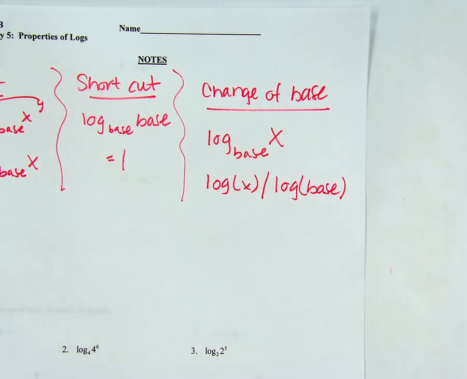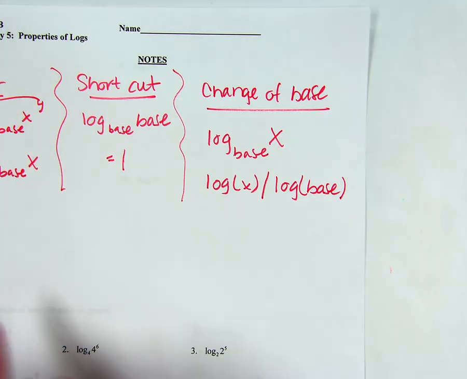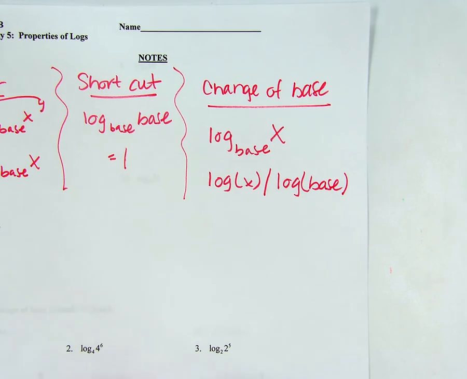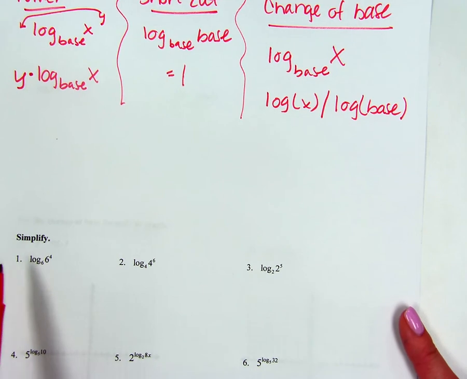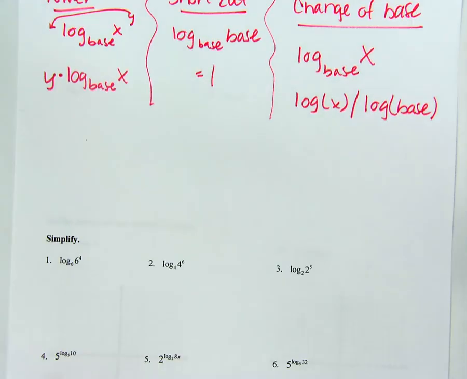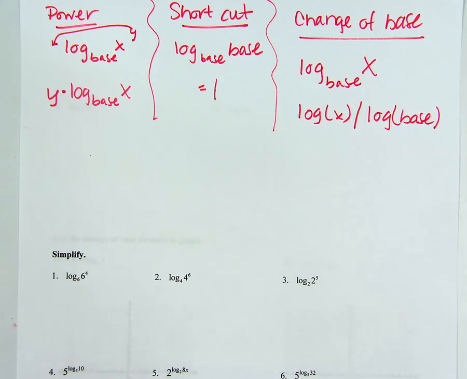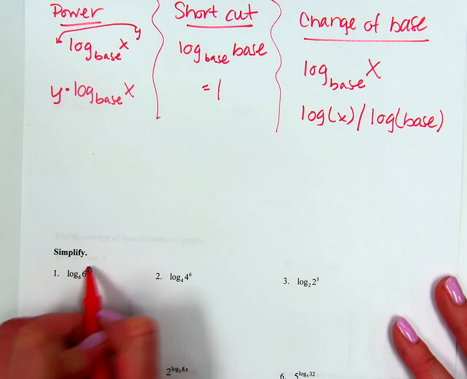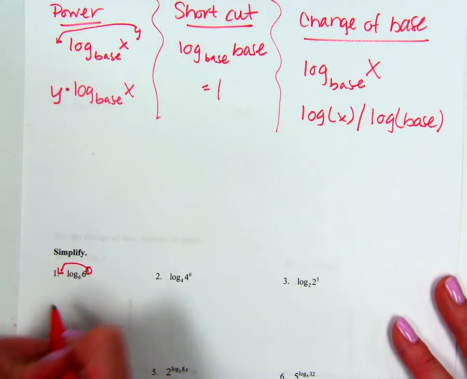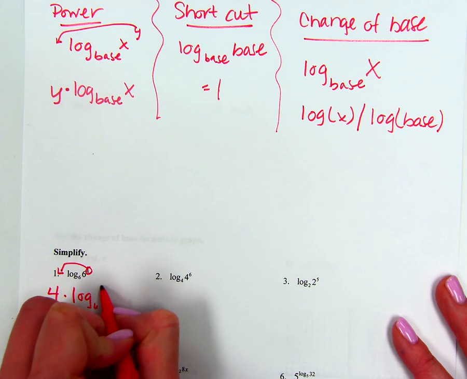So let's get started. We'll work through some of these problems together, and if you have any questions, feel free to pause the video and go back up to the notes you have at the top here. The first thing we have here is number 1. I'm going to try to keep my notes on the screen a little bit so you can see those as well. Number 1 is an example of the power rule. We're going to take that 4 and bring it around to the front. So we now have 4 times log base 6 of 6.